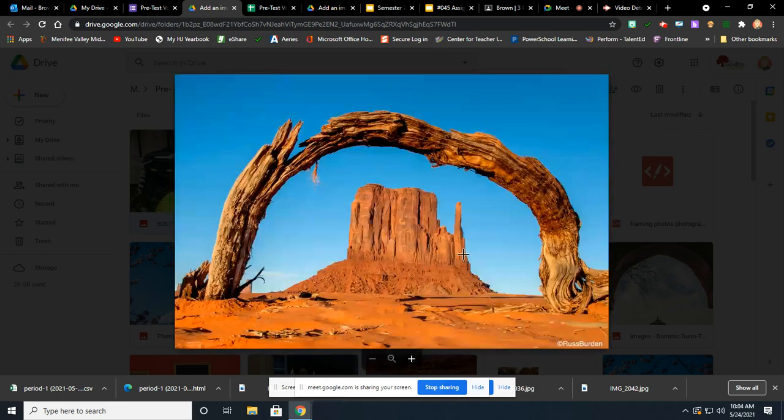Another great example of framing, they're using the arch of the tree that's fallen. That is the frame for the mountain behind it. Beautiful.